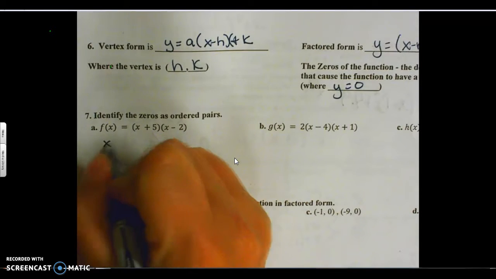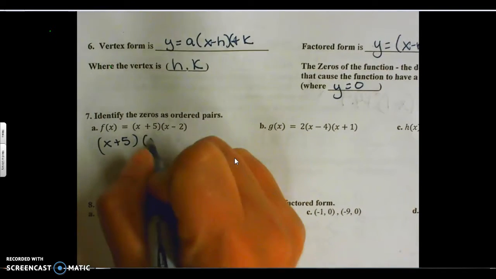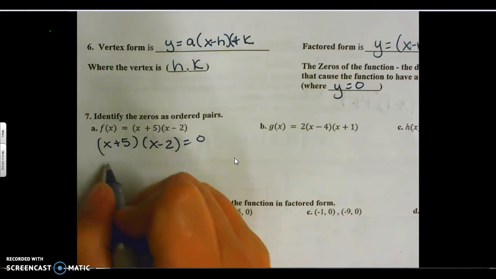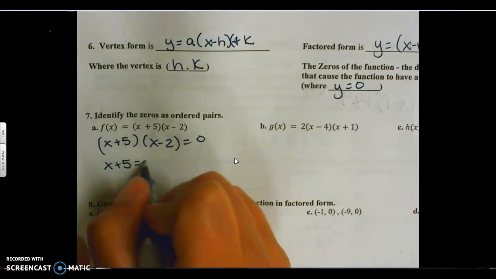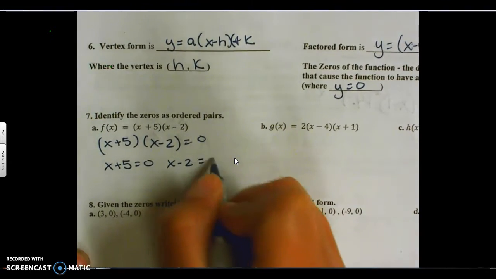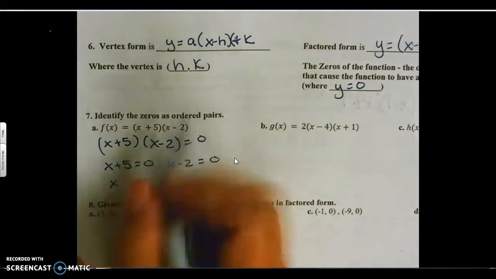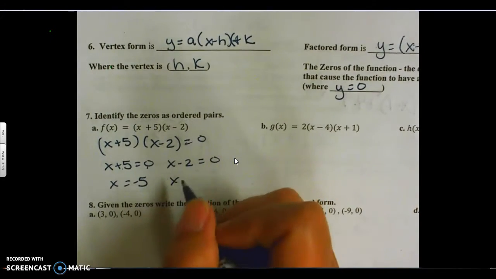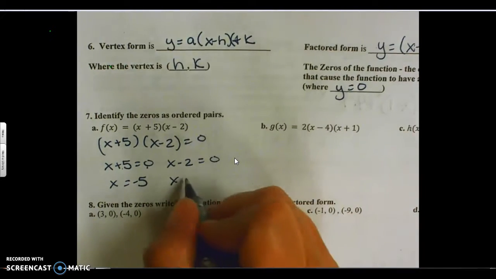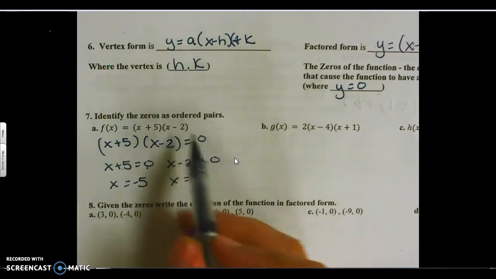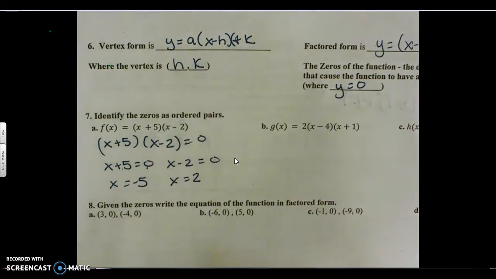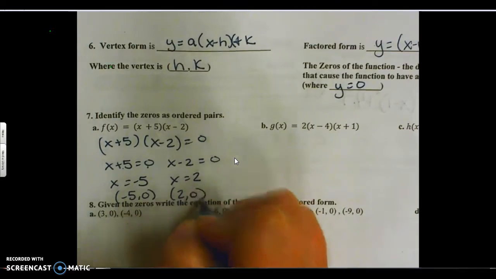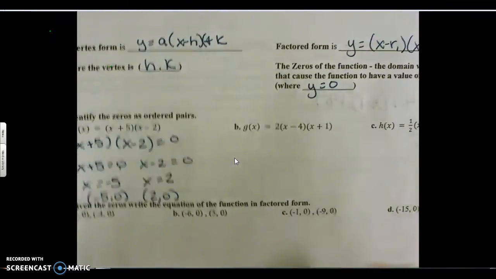So x plus 5 times x minus 2, set that equal to 0. So it's x plus 5 equals 0, and x minus 2 equals 0. Subtract 5 from both sides, you get x equals negative 5. Add 2 to both sides, you get x equals positive 2. Write them as an ordered pair. The y's are 0, so it's negative 5, 0 and 2, 0. So try B and C, because we've done this a couple times.